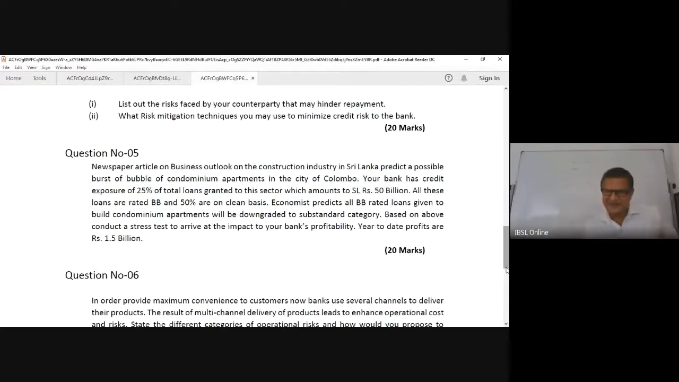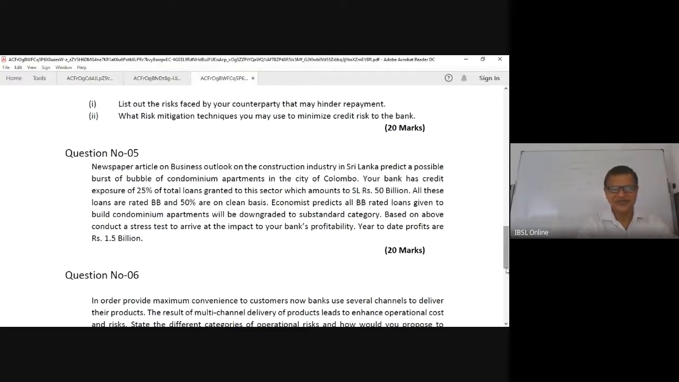It has not happened. You have made only provision. So this is the situation when you have this nature of a disaster, where all condominium loans are given on a clean basis, and if the bubble bursts, there's a huge loss amounting to 3.5 billion, and your bank has, up to that year date when this happened, made only 1.5 billion, and you will have a risk of 3.5 billion.